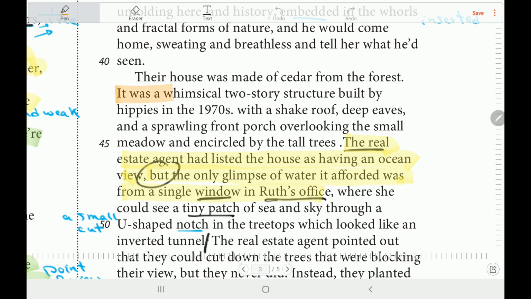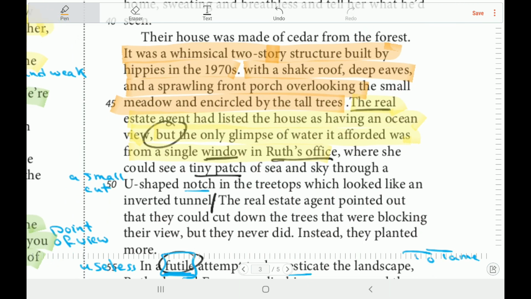So it was a whimsical two-story structure built by hippies in 1960, with a shake roof. All that part was a descriptive part. Okay, so that's descriptive, describing the house. So it's a no. Okay, the next one, 70 till 74. Let's see that.